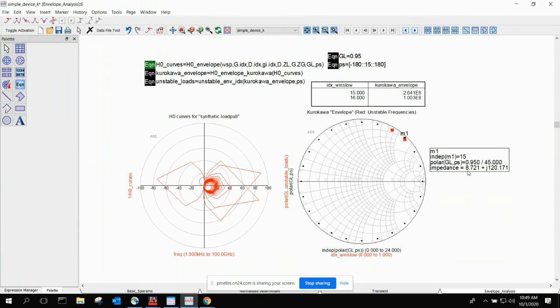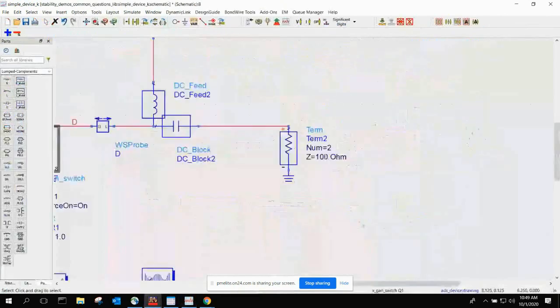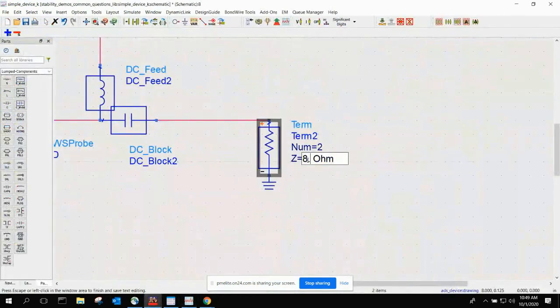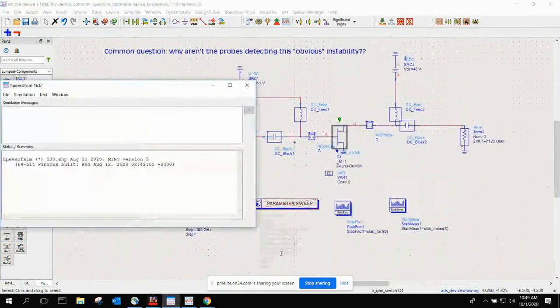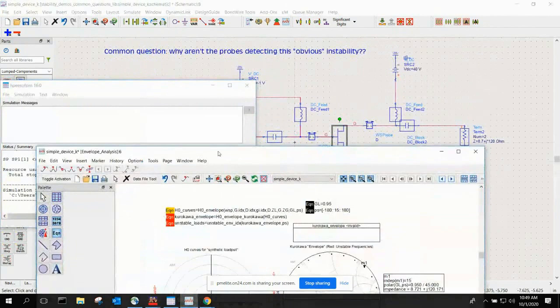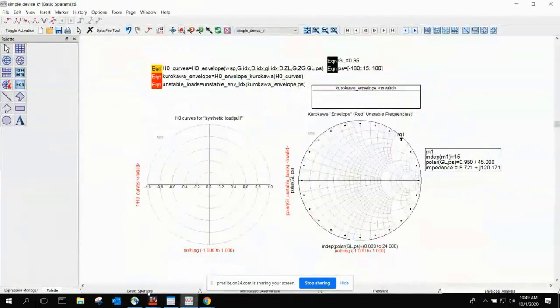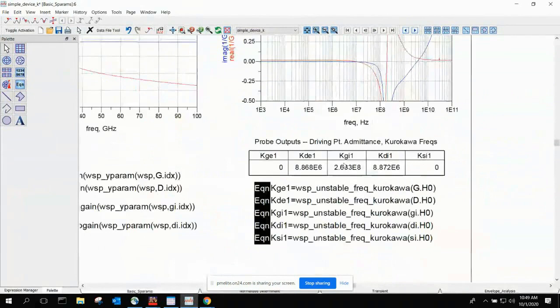So I thought I'd go through and try to type in this load manually if I can remember it, 8.7 and j120. Okay, so let's go here and type 8.7 plus j times 120 ohms. And when I run this, I'm really just trying to prove to you that even though I synthetically derived that using the probes, if I go back to the original S-parameter simulation, voila, we see driving point Kurokawa driving point admittance terms. That's what these mean. These are the frequencies that are unstable. So the probe was able to predict, without actually load pulling the circuit, or source pulling for that matter, the Kurokawa oscillations. Okay, so that's my first demo.